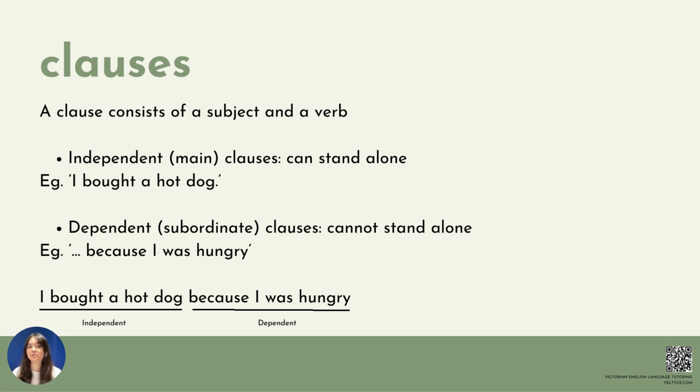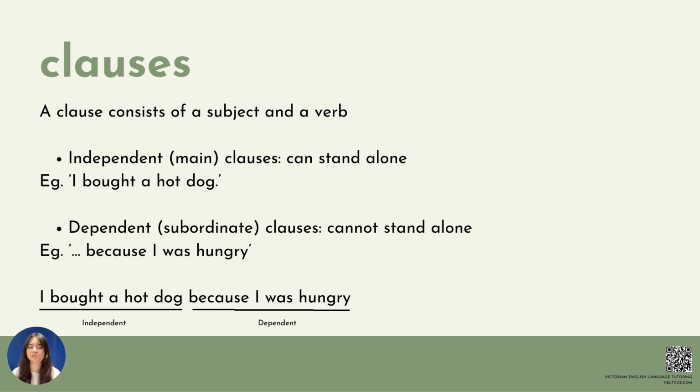Dependent clauses cannot stand alone. They have to be attached to an independent clause to make sense. So, because I was hungry doesn't make sense if you just walk up to someone and say, because I was hungry. Right? It has to be attached to something else. So, I bought a hot dog because I was hungry makes sense, because we've attached that dependent clause to the independent clause. So these are our two types of clauses.